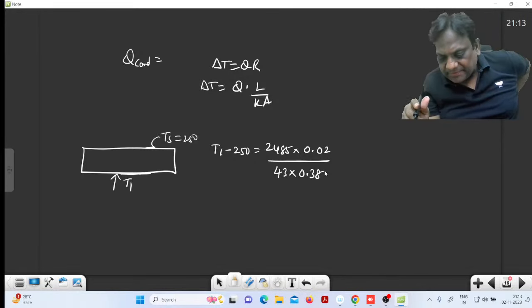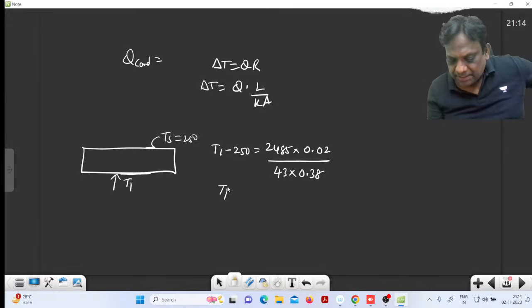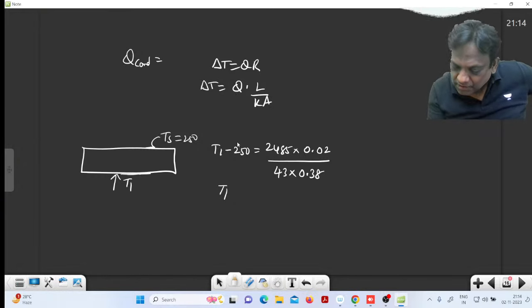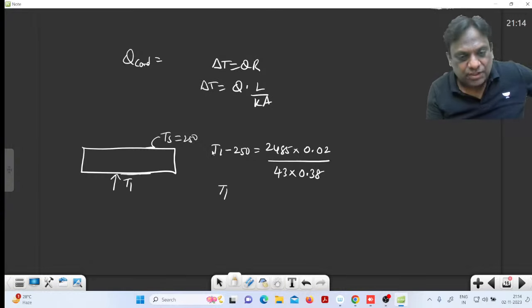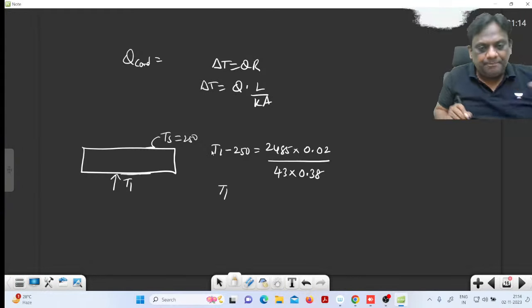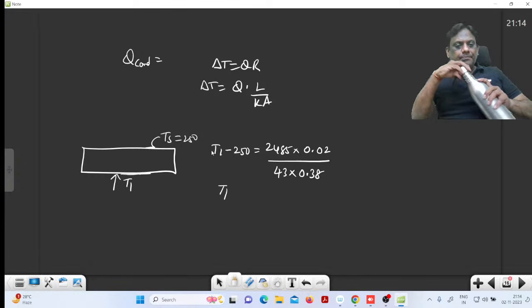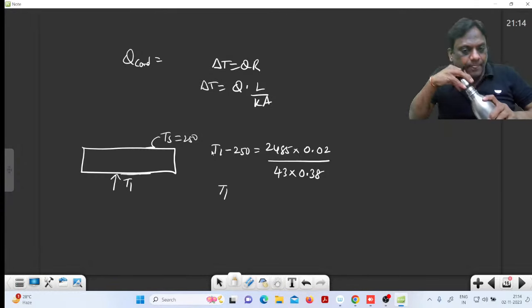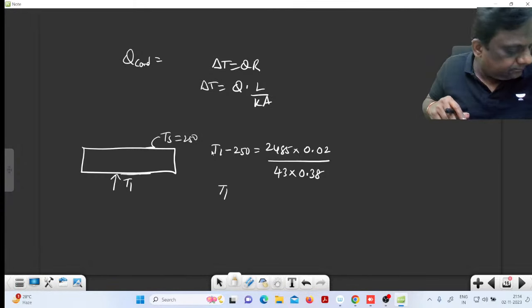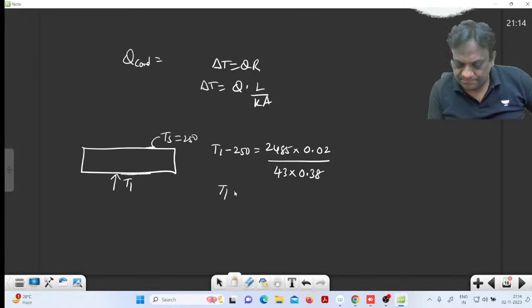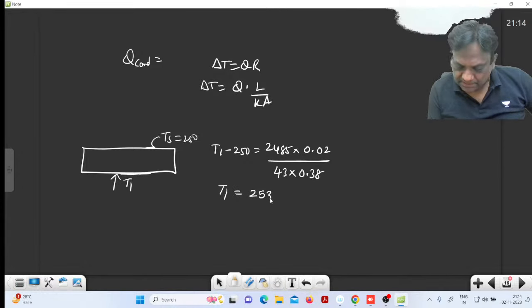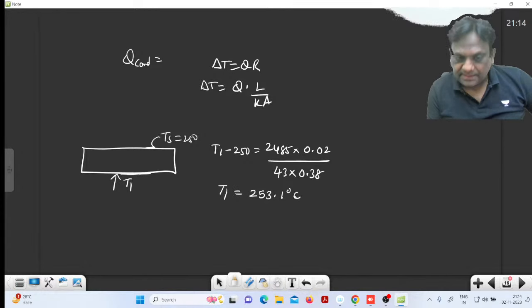Now does everyone know, sir? Give me the value of T1. It will be in degree centigrade. Why? Because this is in centigrade. Whenever it is a temperature difference, if it is in centigrade, then this will also be in centigrade. Anyone with this value? Speak, sir. 280 is coming. 280 is wrong, sir. It should be 253.1 degree centigrade.